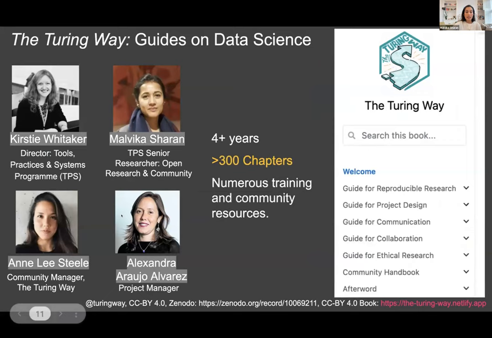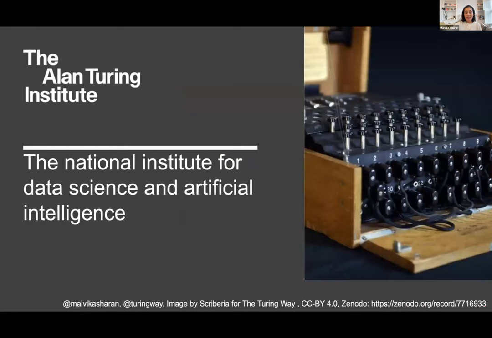The project was started by Kirsty, and I joined just a few months later. Now I co-lead this project with her. The community managers, Annalie Steele, and our project manager, Alexandra Araujo Alvarez. The project has been running for over 4 years, over 300 chapters, many, many resources in there. And I also want to acknowledge that the project is supported by the Alan Turing Institute, where we are based. It's a National Institute for Data Science and Artificial Intelligence in the UK.